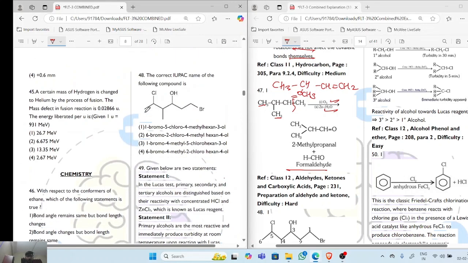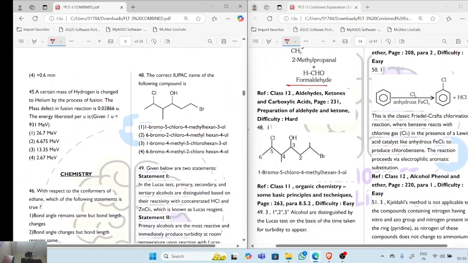Now comes question number 48. The IUPAC name of the following compound is... this is a very easy question. First of all we have to write the longest carbon chain: 1, 2, 3, 4, 5, 6. Now we have to decide the name by the lowest set of locants. In the third position we have an alcohol group, in the fifth position a chlorine group, and in the first position a bromine group. So 1-bromo, 5-chloro, 4-methyl, hexan-3-ol. Bromo comes first because of alphabetical order. So the correct option is option number 1.